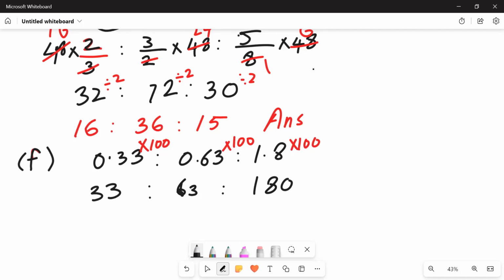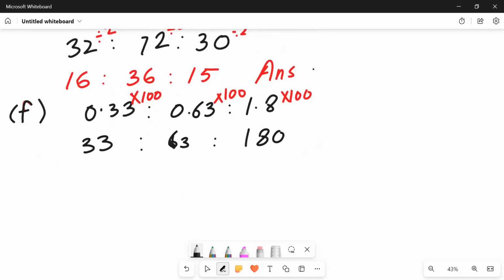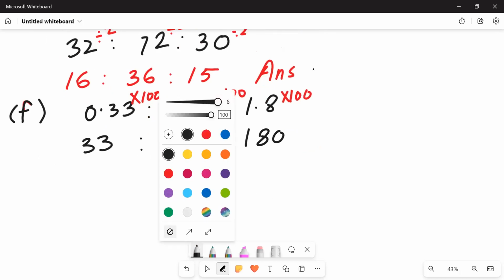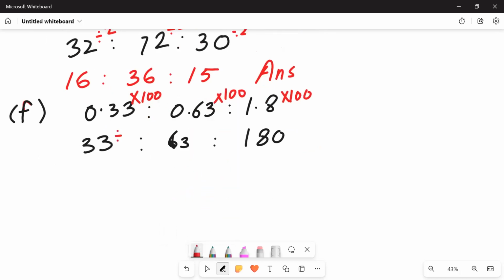Then we will divide it by the same number, checking if this number is divisible by 3. Yes, it can be divisible by 3. This is divisible by 3 and 3. 3 11 times, 3 21, and 3 60. Now this is the final answer.